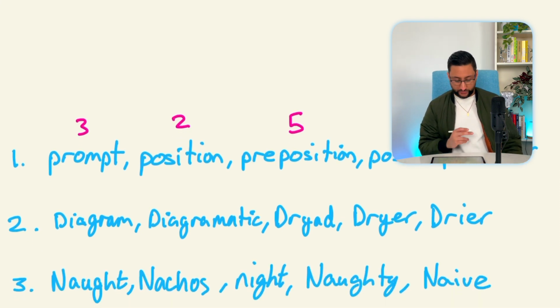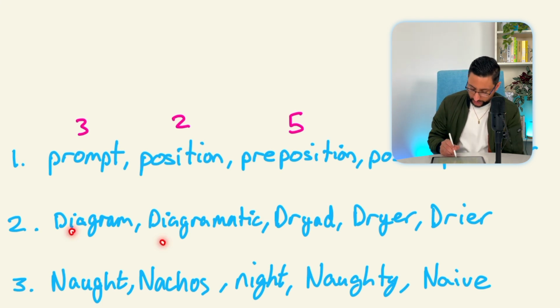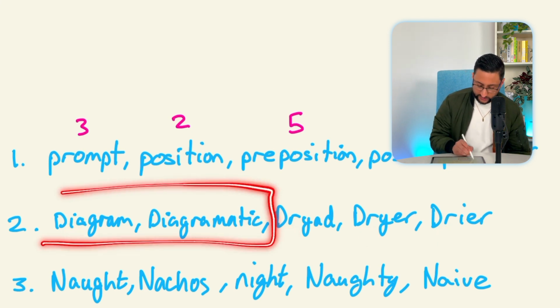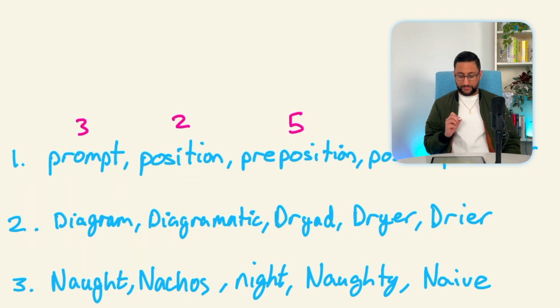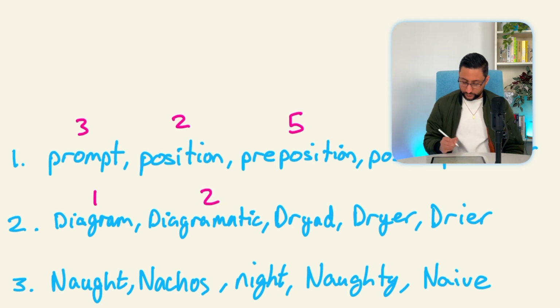The next question, we have diagram, diagrammatic, triad, dryad, and dryer. So we've got some homophones going on there as well. Position 2, I, R, and R. So let's just start with these first 2 words. Straight away I can see diagrammatic is a continuation of the word diagram. So diagram is first, diagrammatic is second.